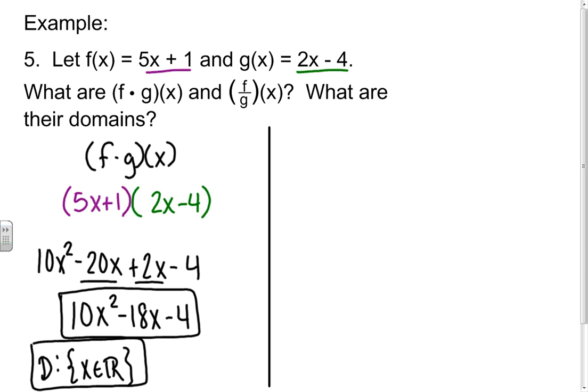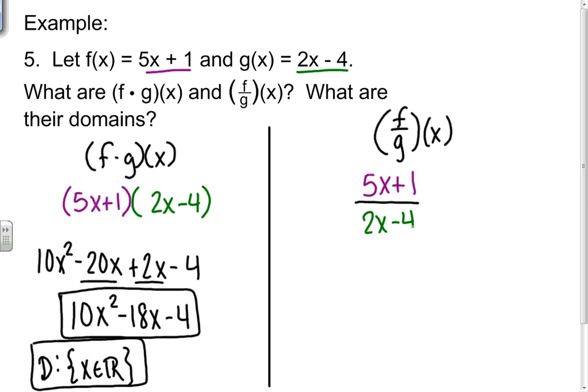On the other side, I'm doing f divided by g of x, which means I'm going to put the f function on top, 5x plus 1, and the g function on the bottom, 2x minus 4. You should always double check to see if you can factor either expression. I can technically factor the bottom into a 2 times x minus 2, but it wouldn't cancel or reduce with any of the sums or factors on the top. So that is my final answer for the expression.